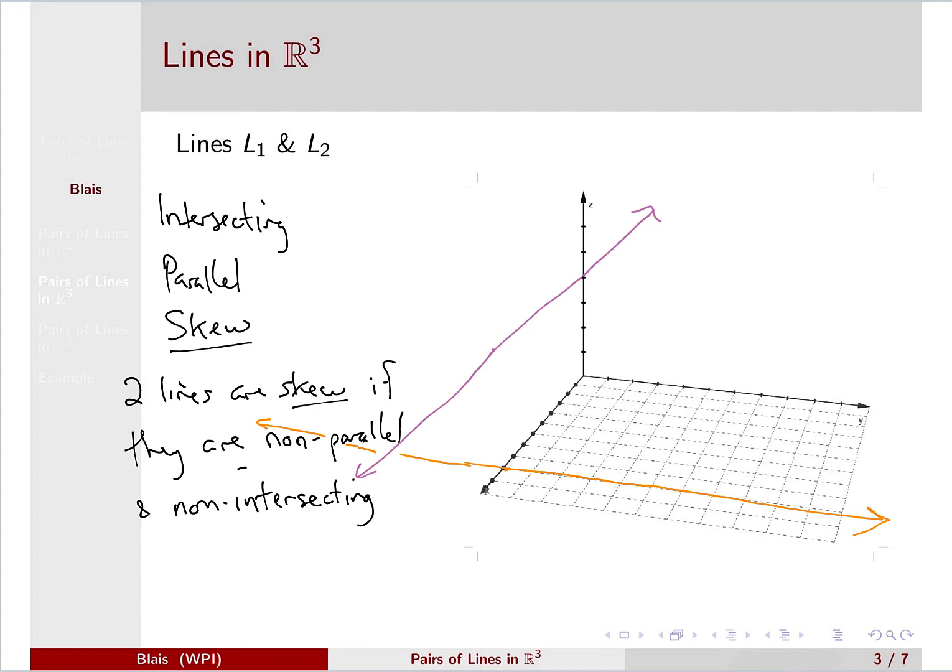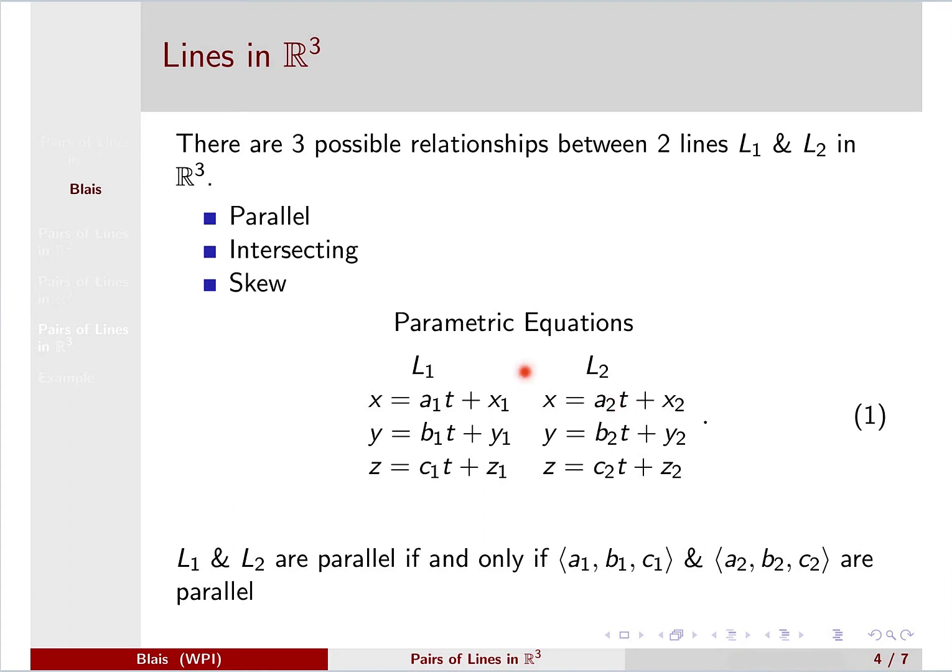So when we have parametric equations for two different lines, we need to determine how they relate to each other. Are they parallel? Are they intersecting? Are they skew? And the quick thing to check for is to check if they're parallel.